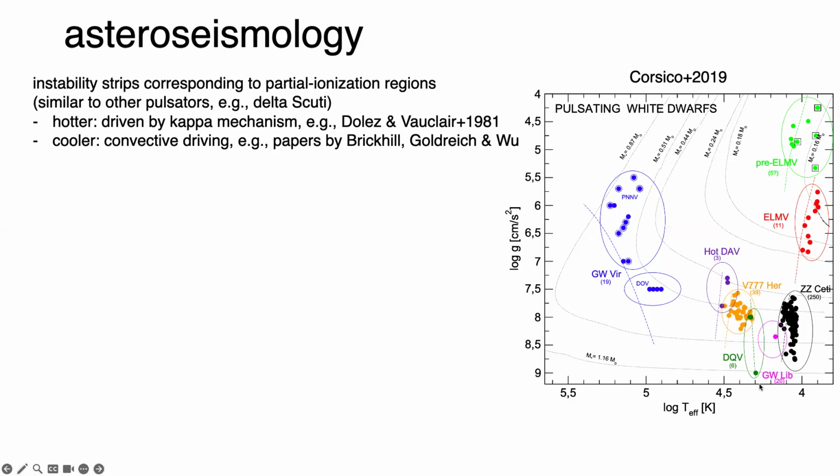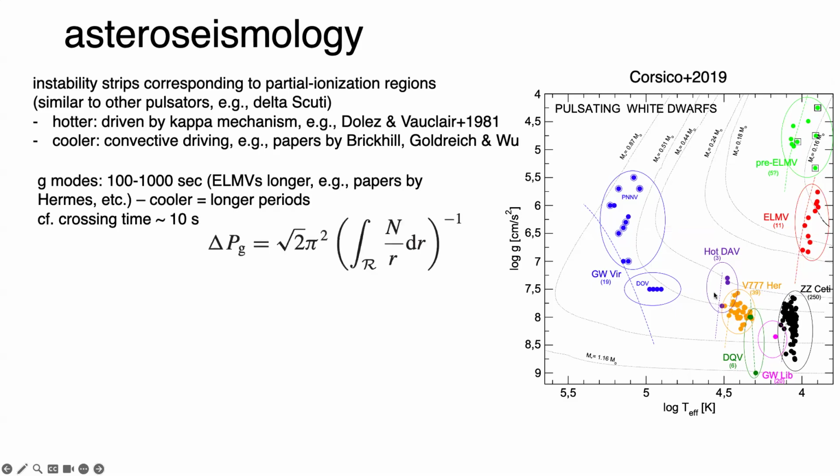And the main one here is the ZZ Ceti strip, which are the DA white dwarfs corresponding to hydrogen atmospheres. But there are also helium atmosphere white dwarfs called V777 Her, also DBVs. And then there's now a class of things called ELMs, which are extremely low mass white dwarfs, about 0.15 solar masses, and they can also pulsate. And then there are also things called pre-ELMs, which are like ELMs, but I guess they haven't thermally relaxed as much. There are pulsators in cataclysmic variables called GW Libs, and then there's all sorts of other stuff.